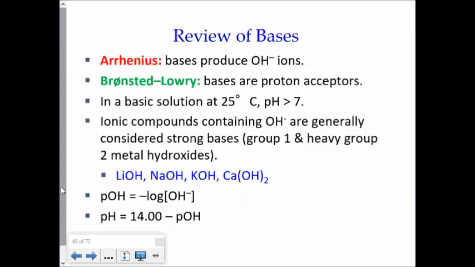But reviewing the definitions, Arrhenius bases produce hydroxide ions in solution. Bronsted-Lowry, we're talking about proton acceptors here. And in basic solution, the pH should be greater than 7. And when we're talking about our metal hydroxides, the hydroxides that are strong are going to be your group 1, and calcium, strontium, barium are considered strong, although we did do the Ksp of calcium hydroxide, and you would notice that it's in that slightly soluble category, so it doesn't completely dissociate. Keep that in mind too when talking about hydroxides.